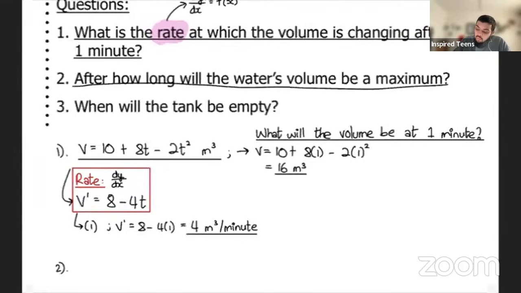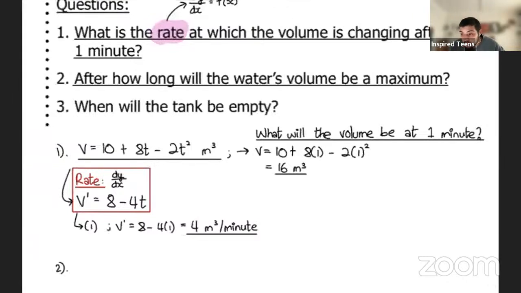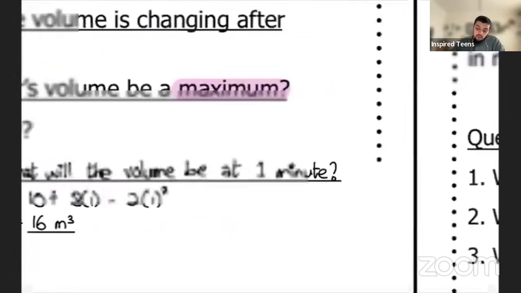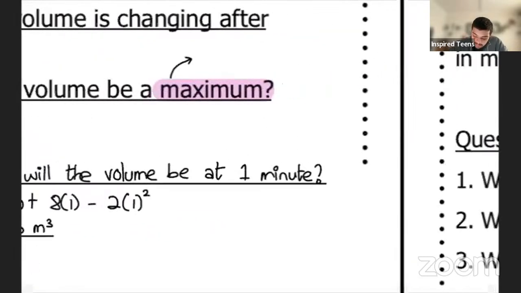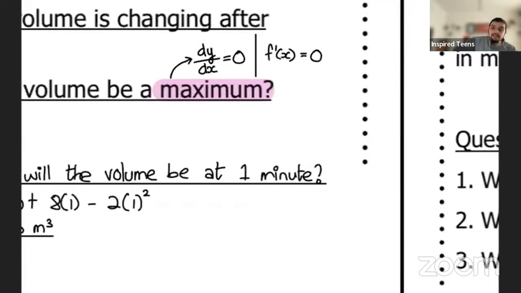After how long will the water's volume be a maximum? Okay, so this is using the knowledge of the first part, maximum. What does maximum mean? Maximum means you derive it, dy/dx, and you equate it to 0. It's the same thing as saying first f'(x) is equal to 0. That's what you should always remember. How do you calculate maximum? Derive it and equate it to 0. So that's exactly what we're going to do.